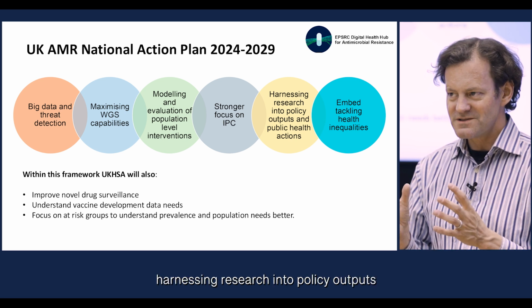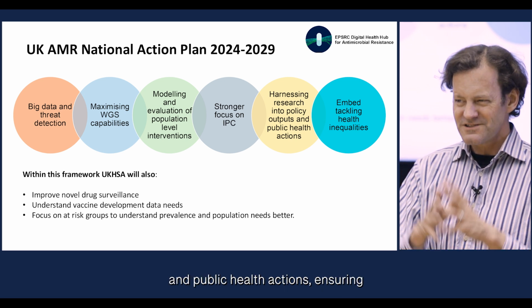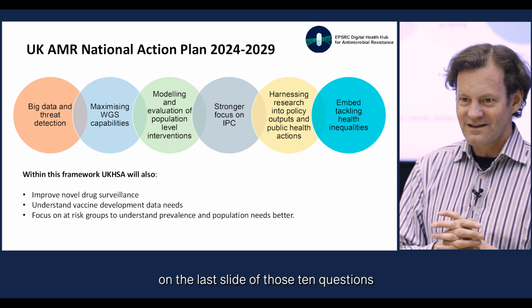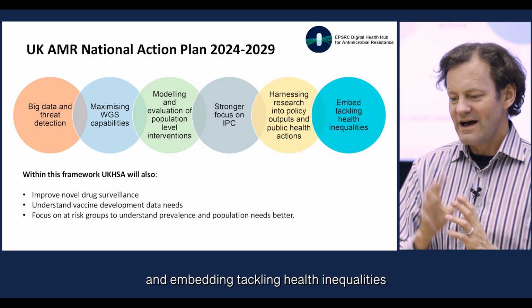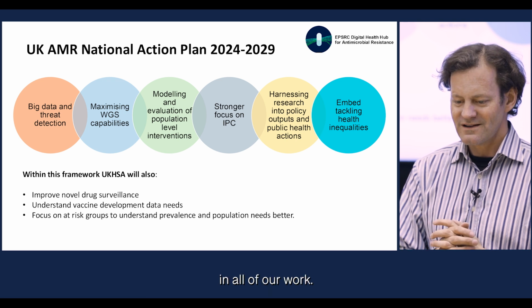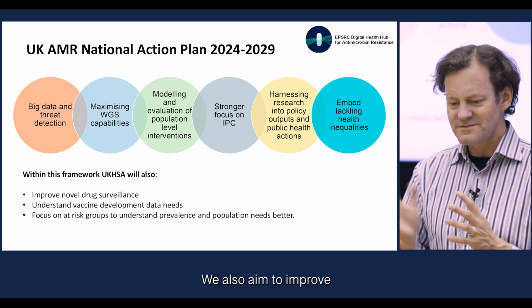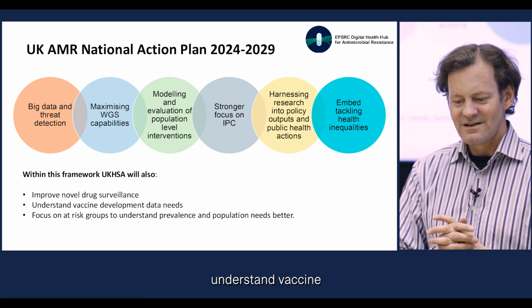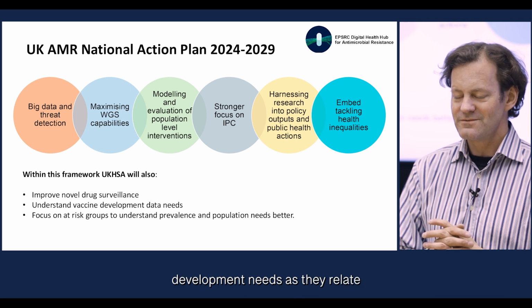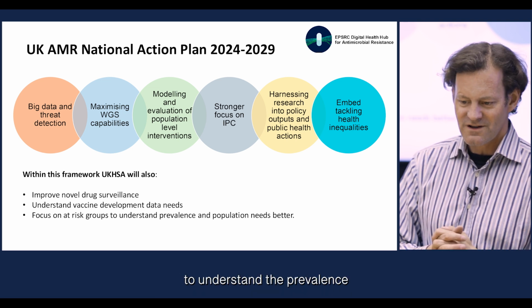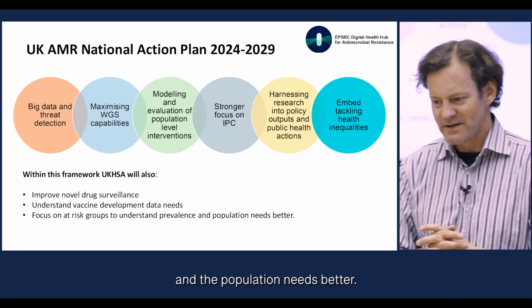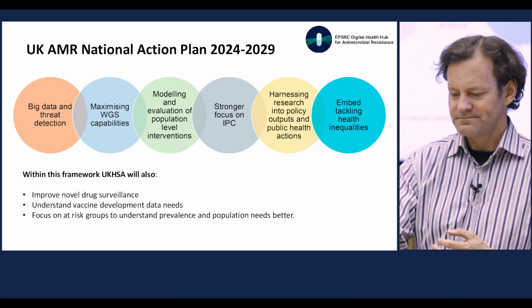Harnessing research into policy outputs and public health actions, ensuring that research on the last slide of those 10 questions is integral to all the work that we do, and embedding tackling health inequalities in all of our work. We also aim to improve novel drug surveillance, understand vaccine development needs as they relate to antimicrobial resistance, and focus on at-risk vulnerable groups to understand the prevalence and the population needs better within those areas.